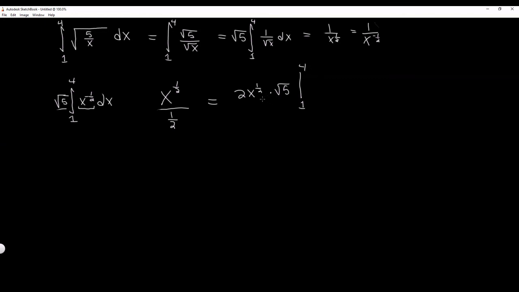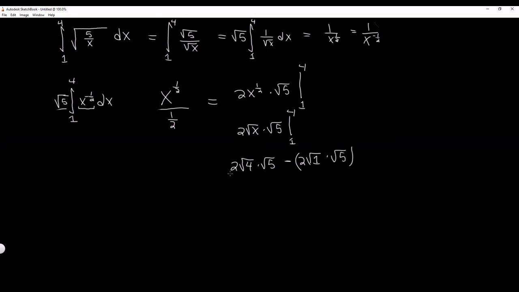We can actually rewrite the x to the 1/2 as the square root of x. So this is going to be 2 times the square root of x times the square root of 5, from 1 to 4. Just like last time, we're going to plug in a 4 in place of all of our x's. So this is going to be 2 times the square root of 4 times the square root of 5, minus, then we're going to plug in all our 1's, 2 times the square root of 1 times the square root of 5.